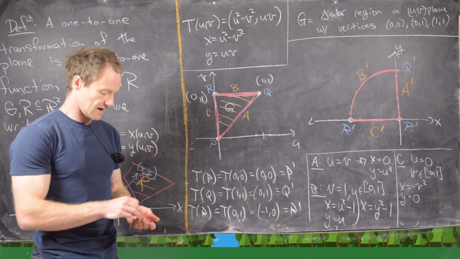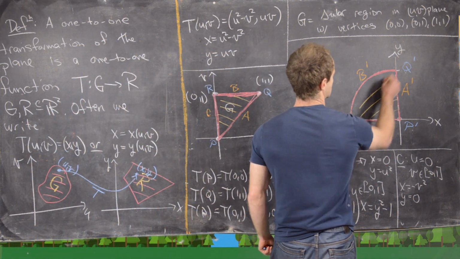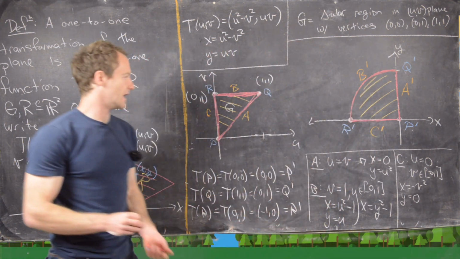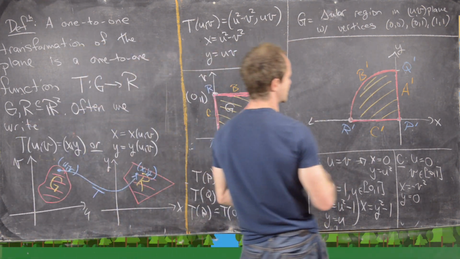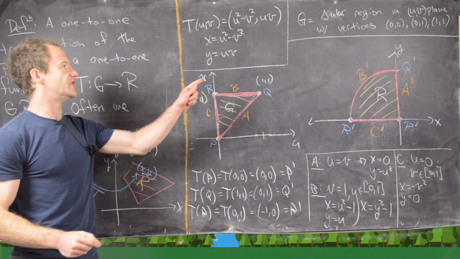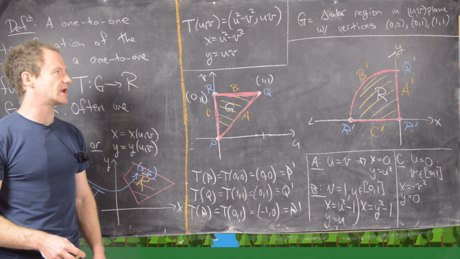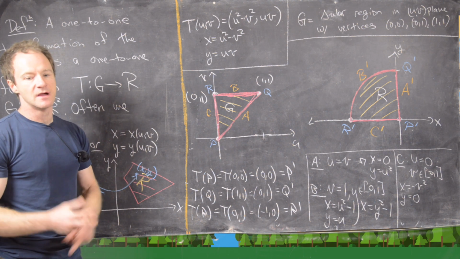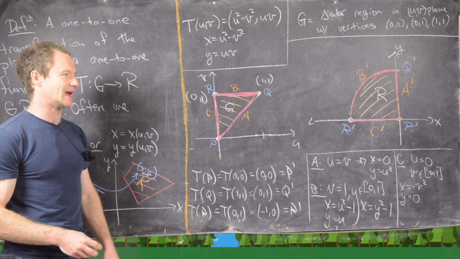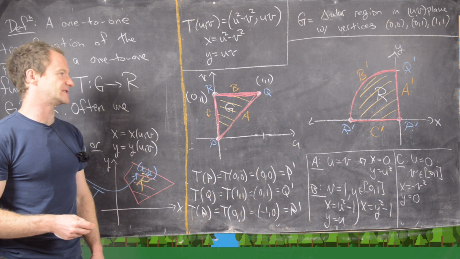Okay, good. Now we can shade this in like that, and maybe we'll call this region R. And that's how this transformation works. Now you can also check that this is one-to-one, and you can find the inverse, but it's a little bit trickier in this case, and we're not going to do that. Okay, so this is a good place to end this video.